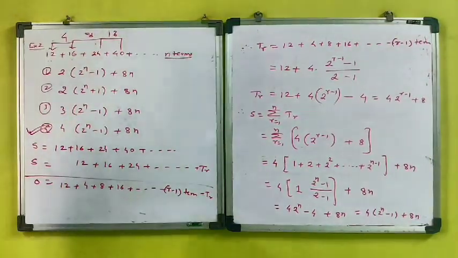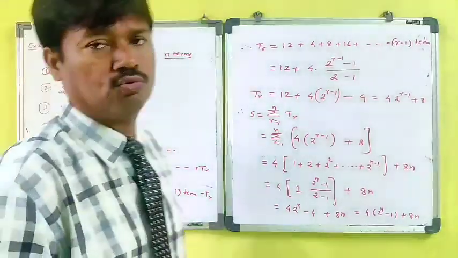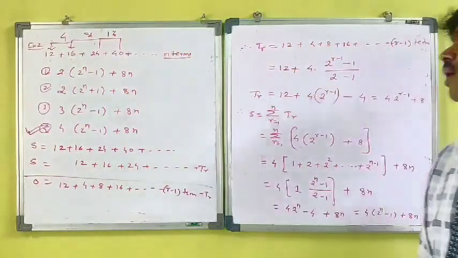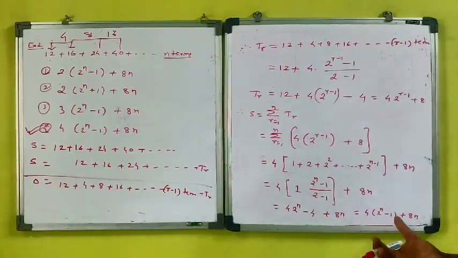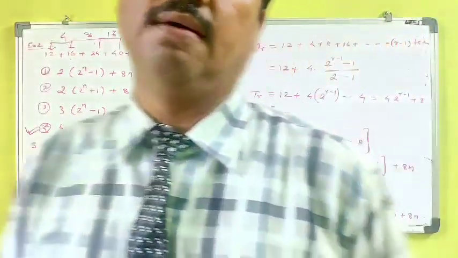So remember that this is nothing but to solve the sum properly. You will find TR and then the summation of that. That is the second example here.